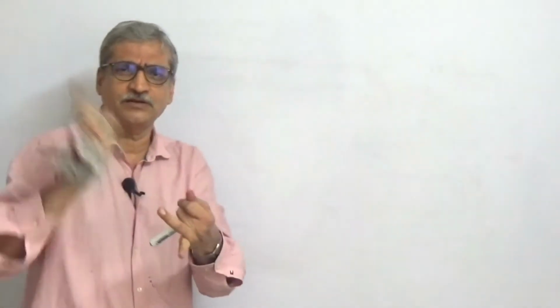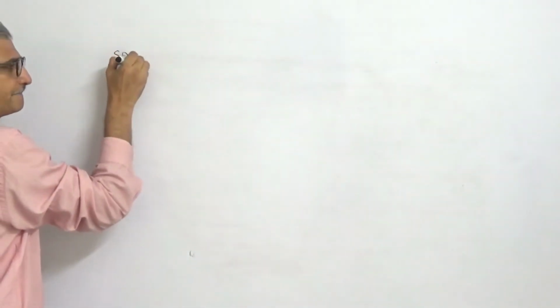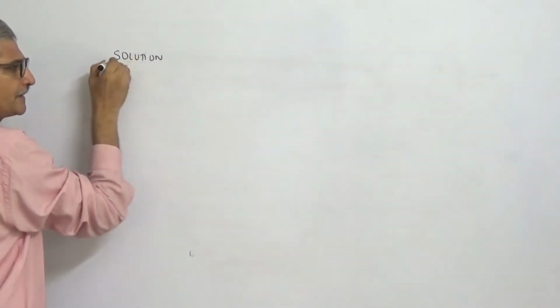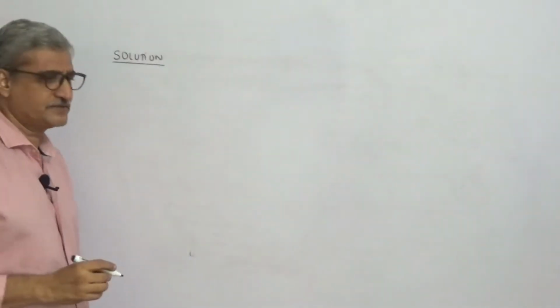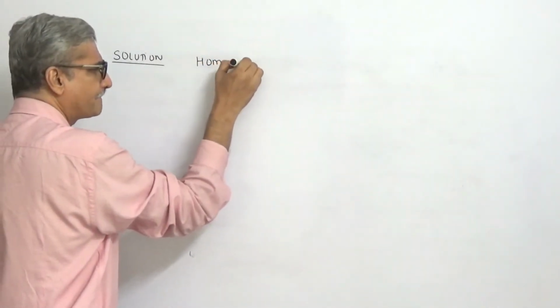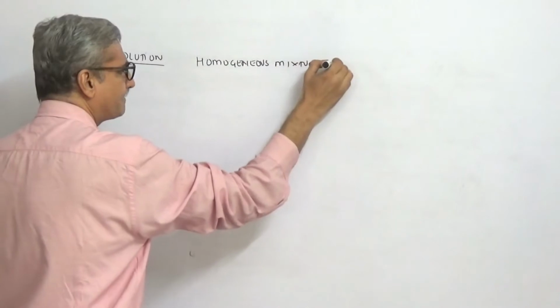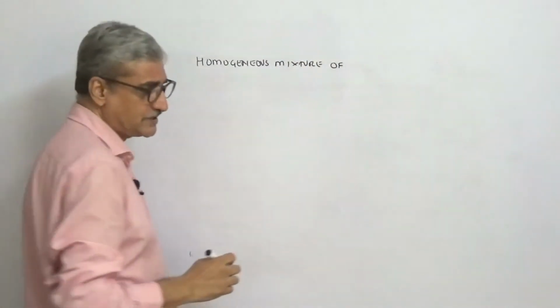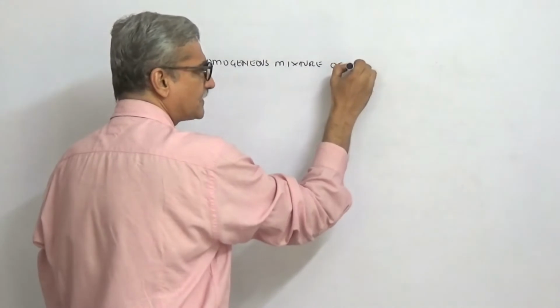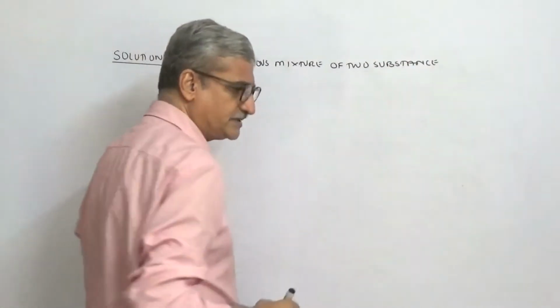Once you understand vapor pressure, lowering of vapor pressure, everything else is dependent on that only, and the story will be finished. So now we come to the definition of a solution. What is the definition of a solution? It is a homogeneous mixture of two substances.